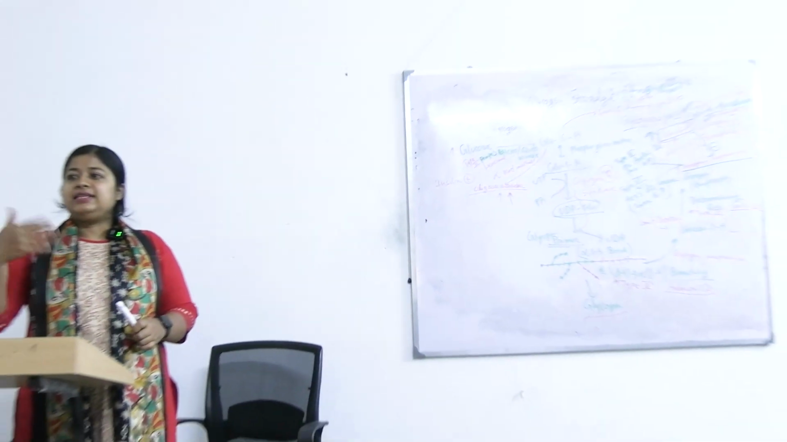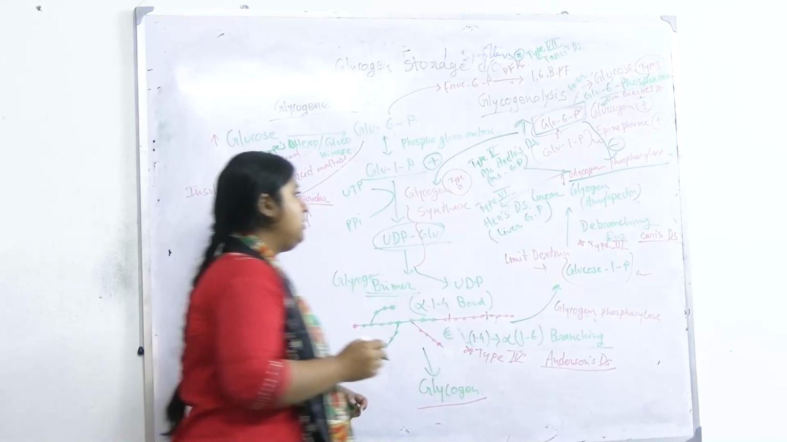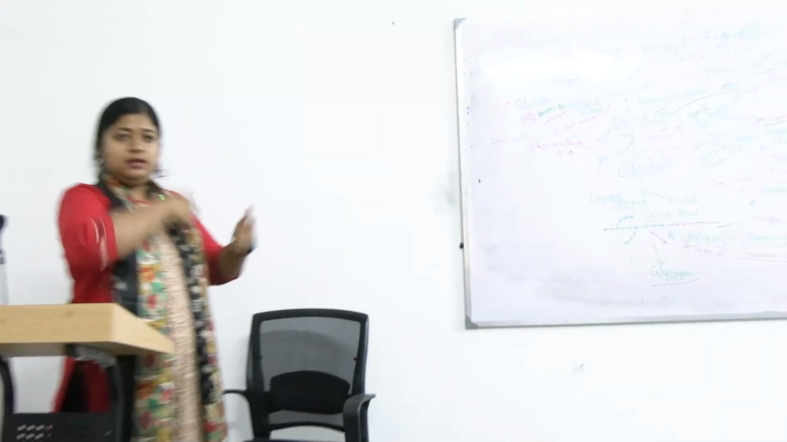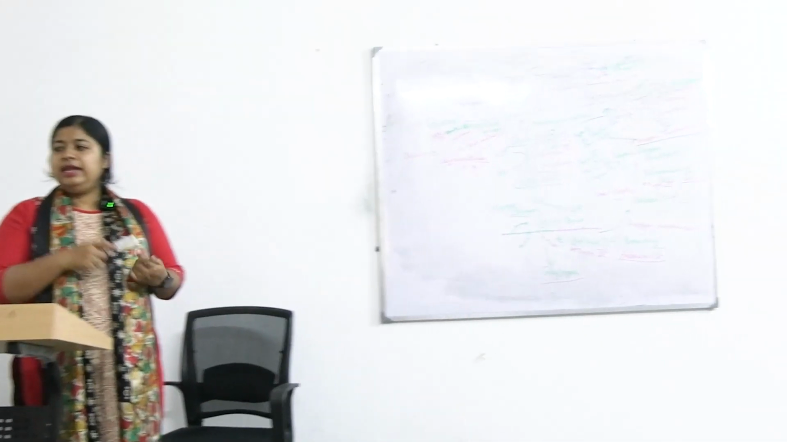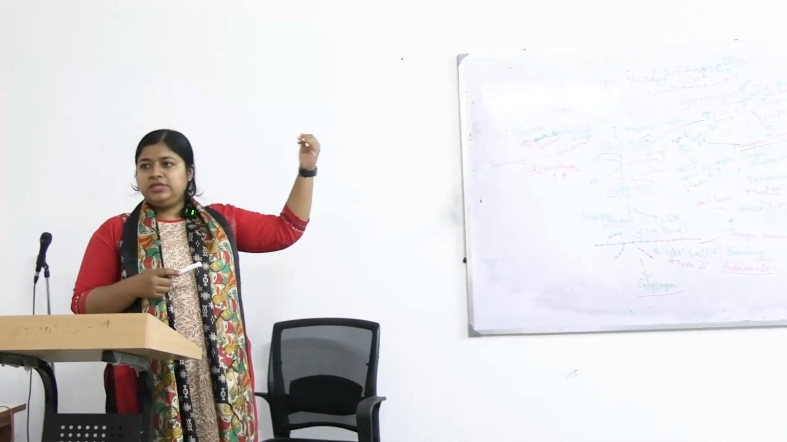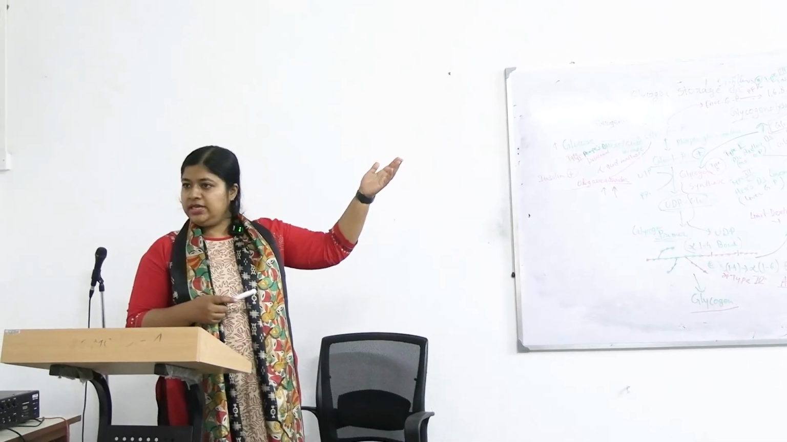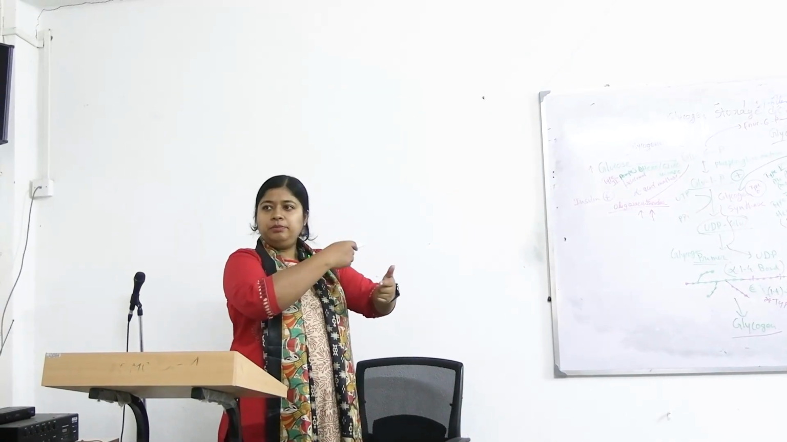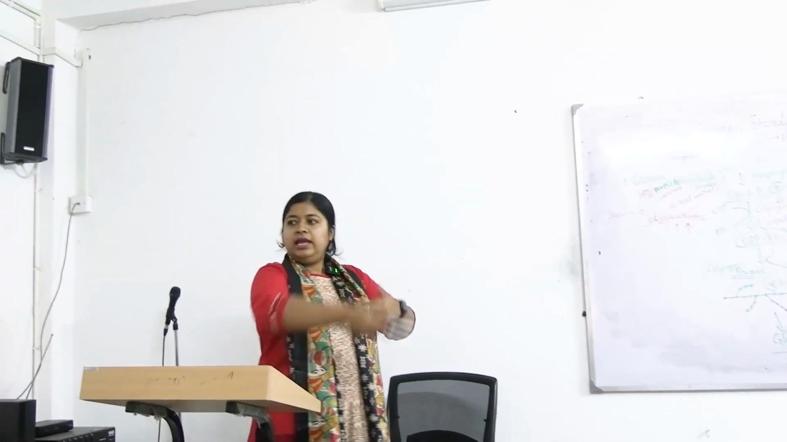Okay, glucose 6-phosphate allosterically activates which enzyme? Glycogen synthase. So it becomes a cycle. It becomes a cycle when von Gierke's disease is there and glucose 6-phosphatase is deficient. So what happens? The glycogen that is getting broken down again converts into glycogen. Okay?